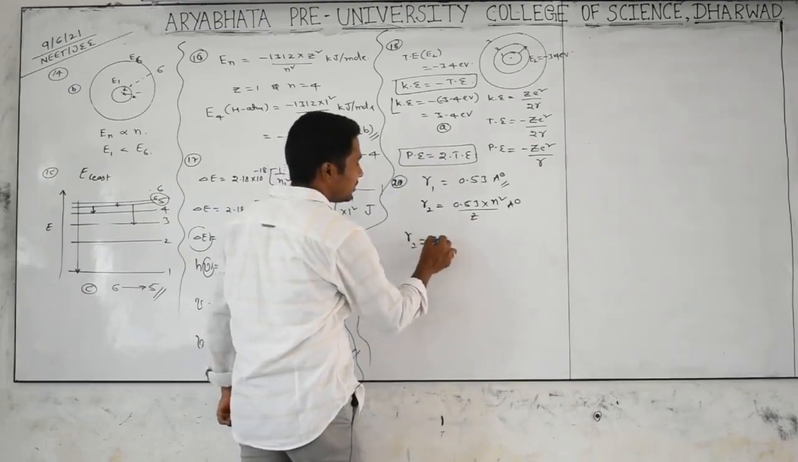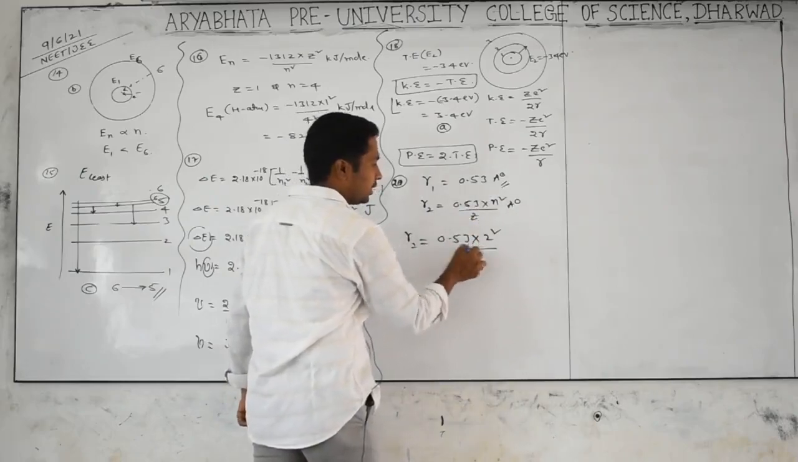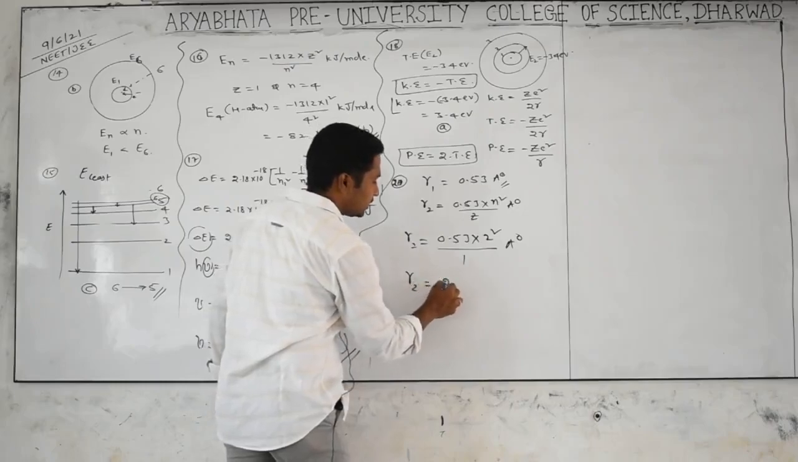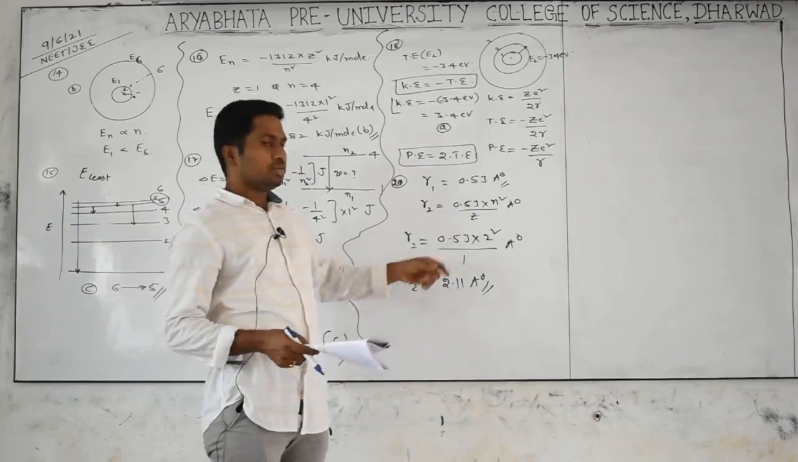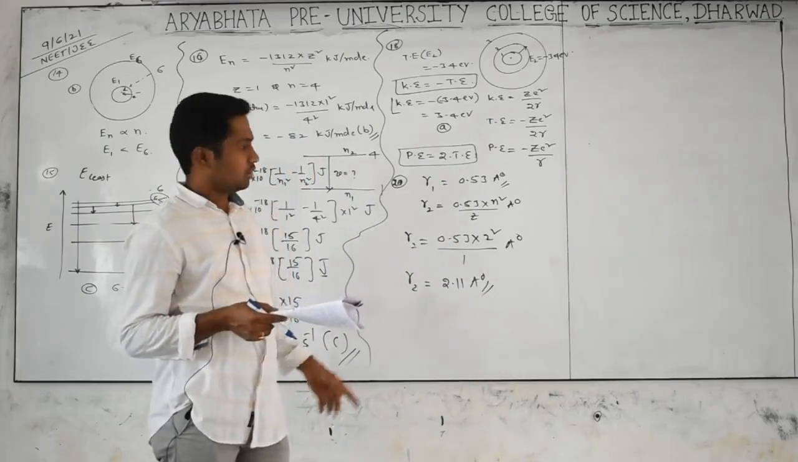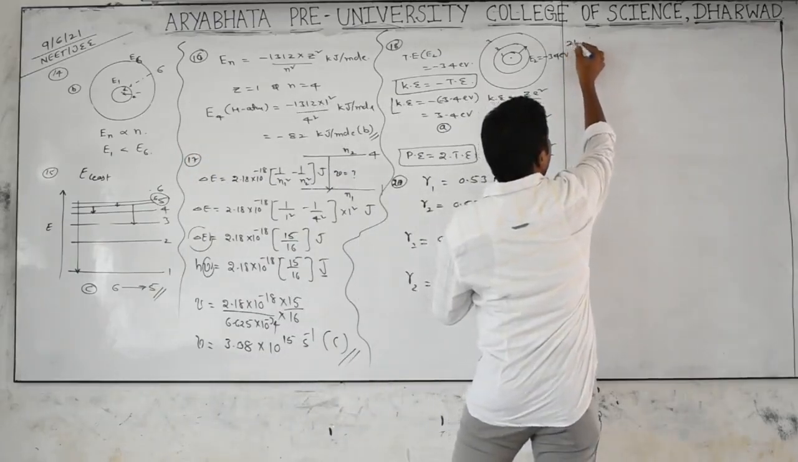Radius of the second orbit is equal to 0.53 into n square, second, 2 square, by 1 angstrom unit. So the radius of the second orbit, I think, is 2.11 angstrom units we are getting. So 4 into this one, you are getting 2.11 or 2.12 angstrom units. All of you clear? Yes. So go for 21 bit.